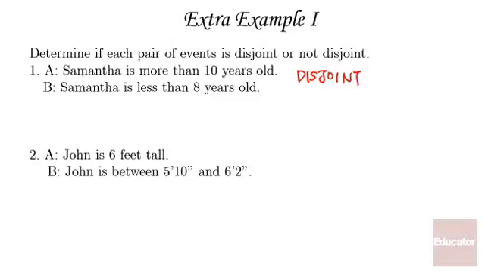The second one, the first statement: John is 6 feet tall. And then for B, John is between 5'10" and 6'2". So this is possible, right? 6 feet is between 5'10" and 6'2", right? So this is not disjoint.